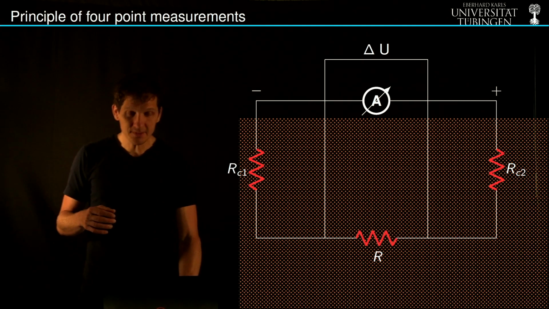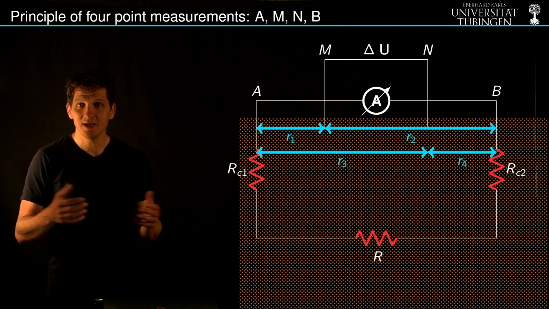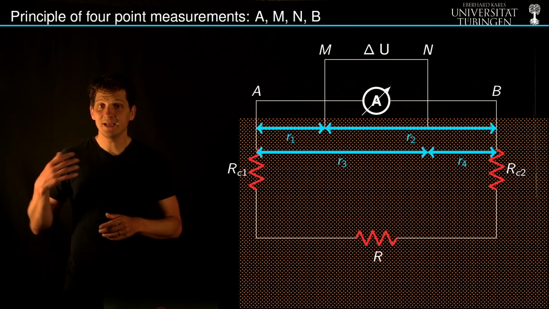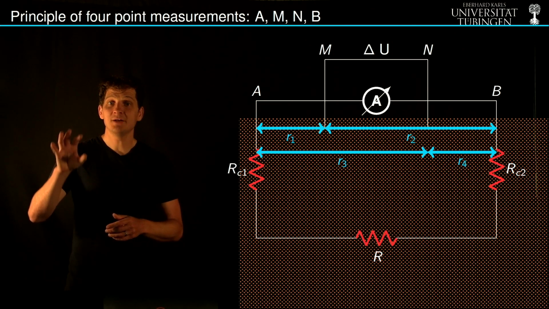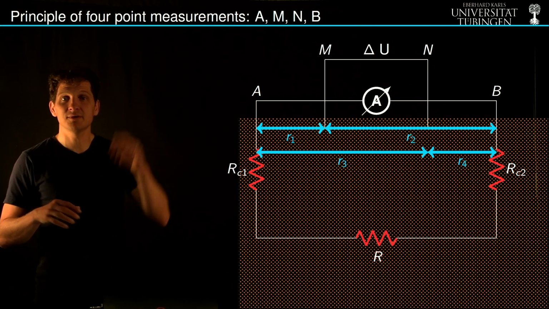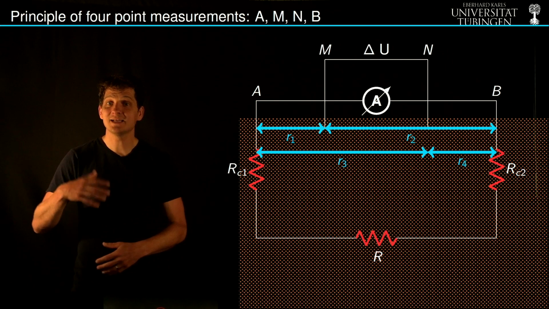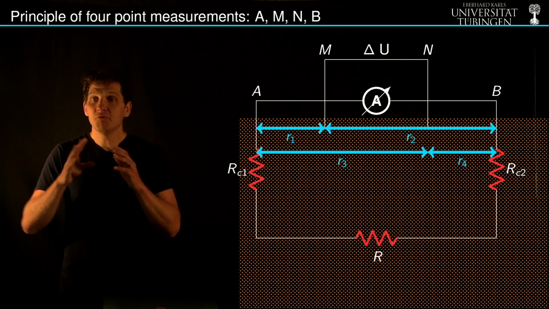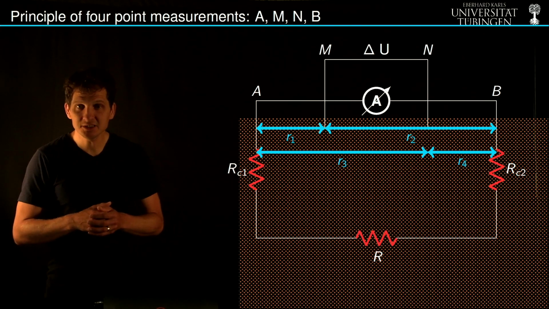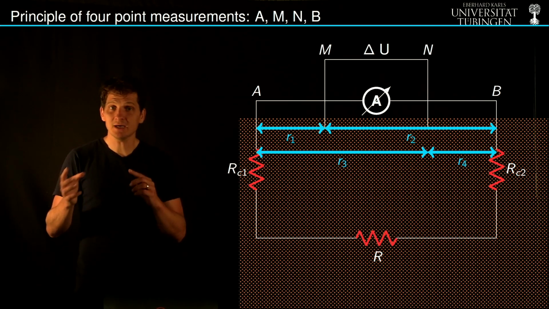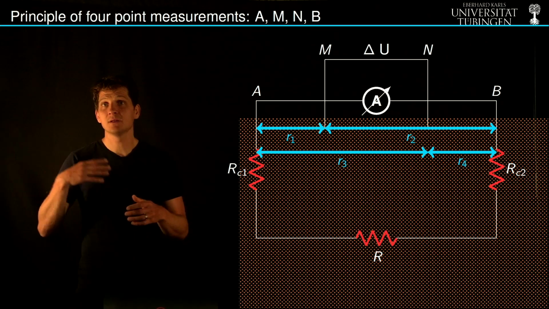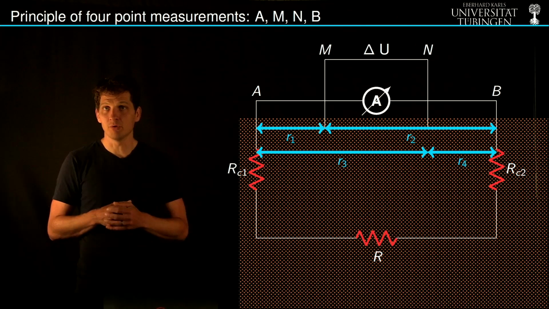So there's a naming that goes along with all of those electrodes. We typically name the current electrodes the A and the B electrode, and we refer to the electrodes where we measure the potential drop as the M and the N electrodes. In these 4-point array measurements, it is important to keep track of the relative distances, and here I denote those with R1 to R4 respectively.